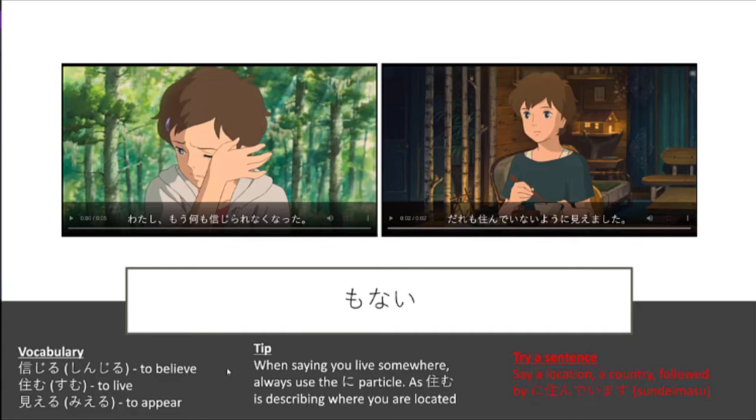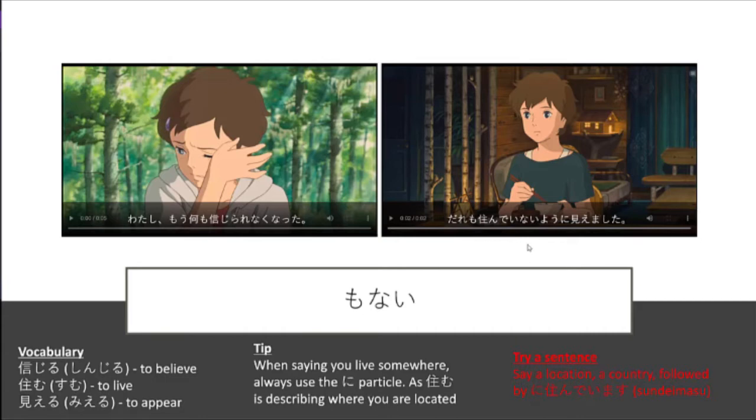Where if you said sumu by itself, for example, Nihon ni sumu, so I'm going to live in Japan, then it'd be like saying you're going to live in Japan rather than you currently live in Japan. So saying Nihon ni sunde imasu would be saying I live in Japan and I've been living in Japan. The reason is that Japanese doesn't have a future tense, so the present tense can sometimes be used as a future tense. That's something to look out for. Usually the plain form, such as sumu or mieru, can also be used for future situations.